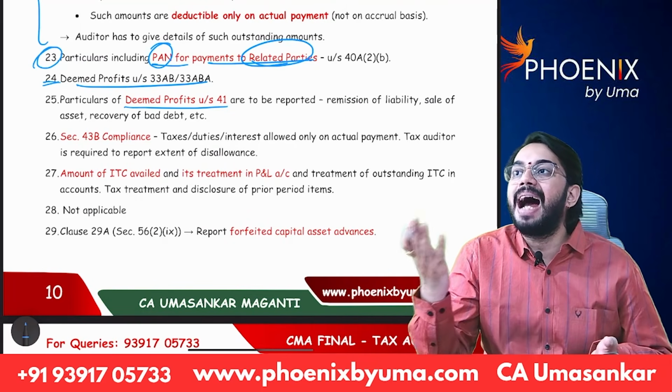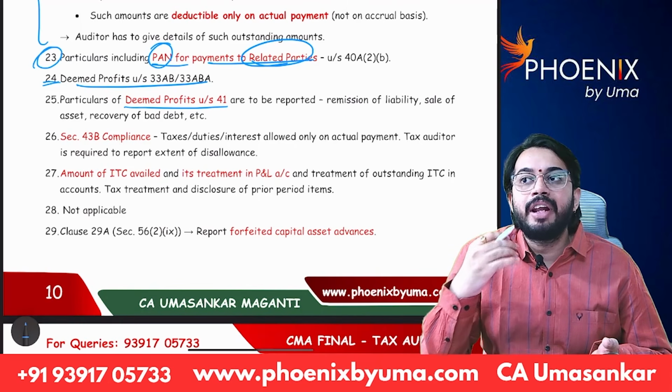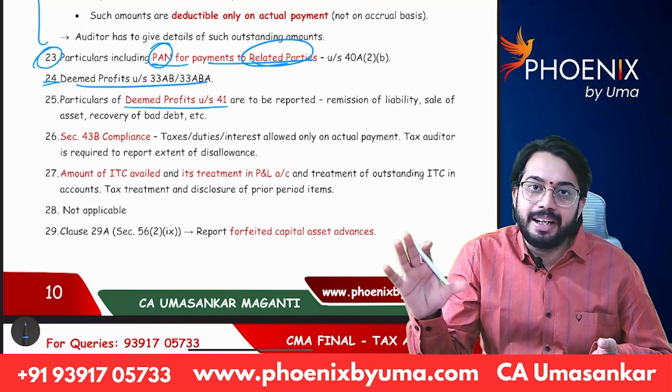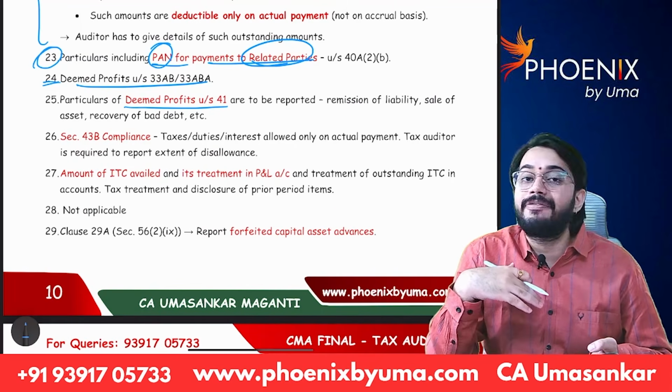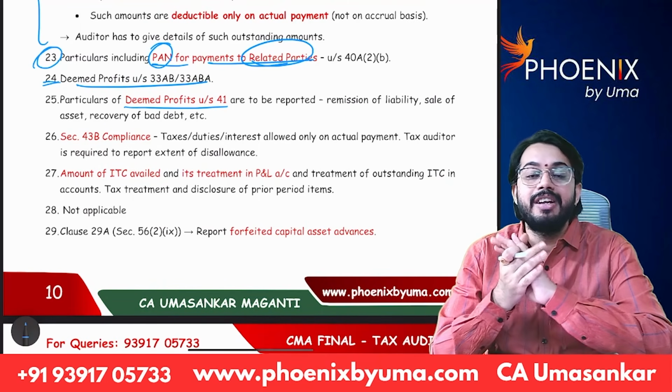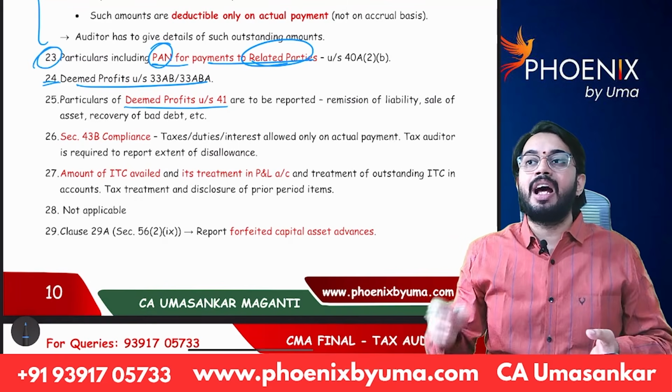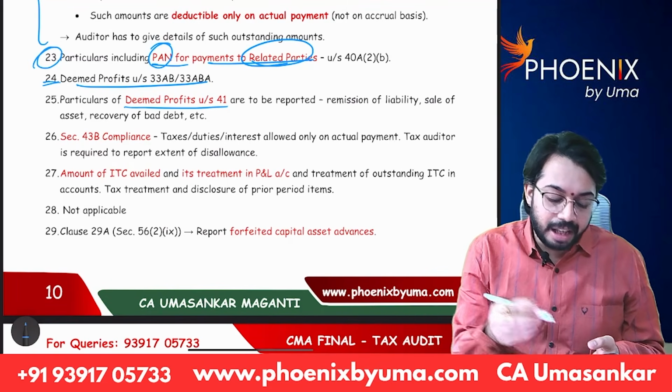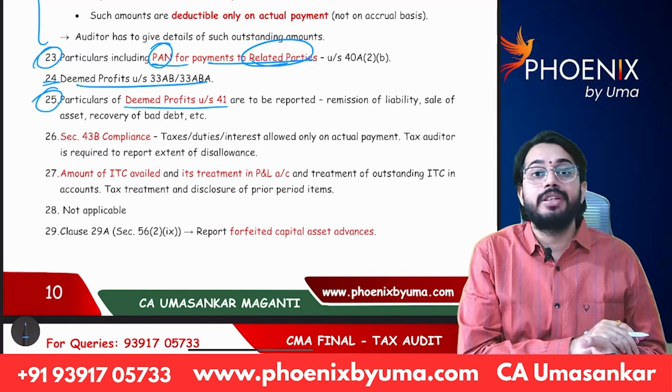For example, bad debts. You have written off bad debts. Subsequently, there is recovery of bad debts. Recovery of bad debts is treated as deemed profits under section 41. So, whatever the deemed profits under section 41 are there, they are required to be given in clause 25.